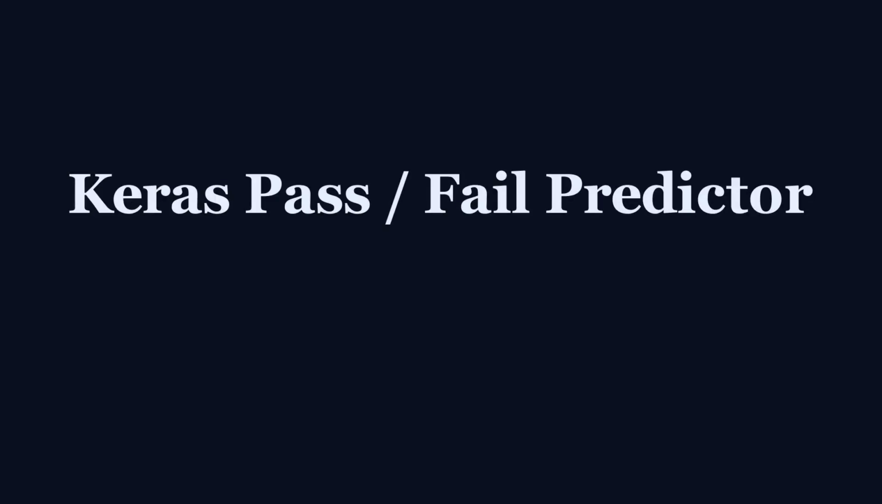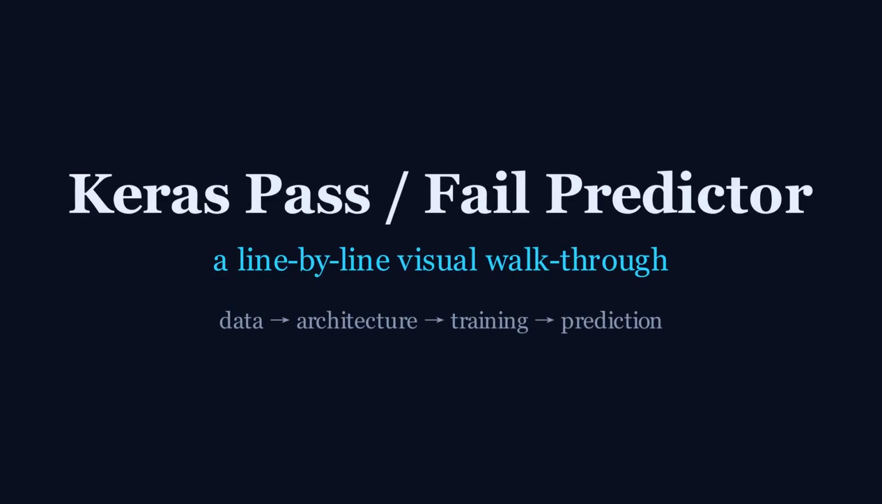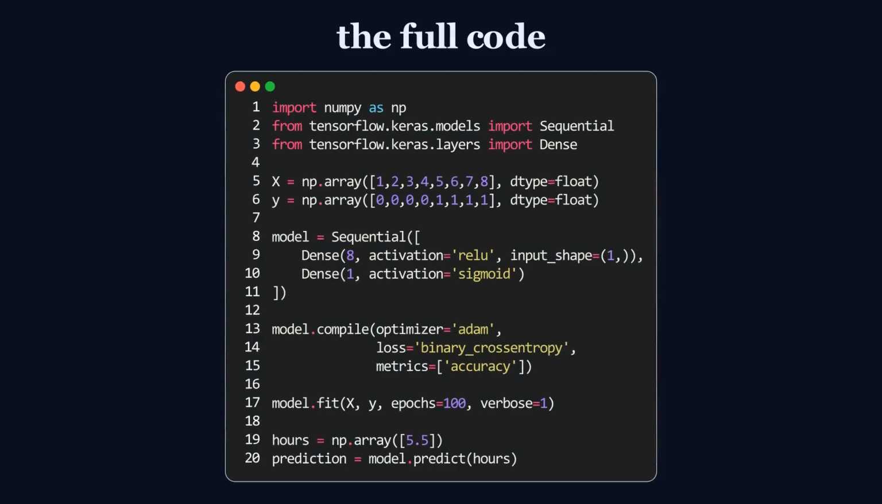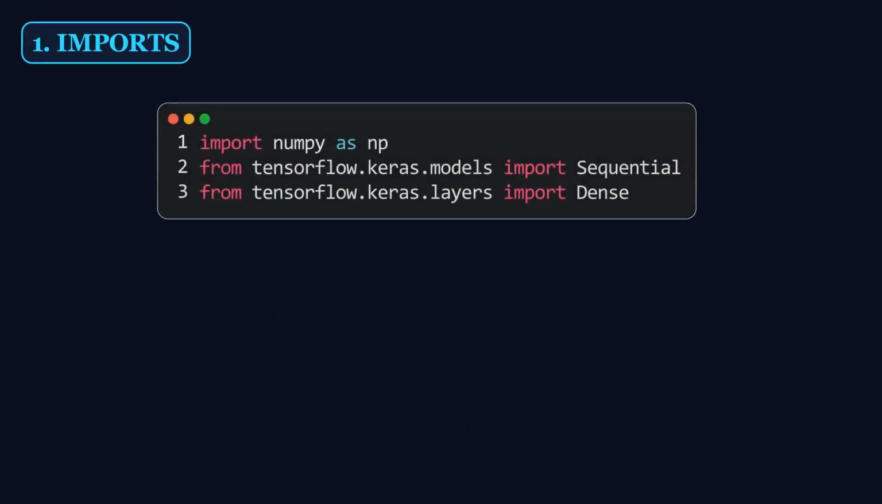Welcome. Let us walk through a tiny neural network that learns to predict pass or fail from study hours. Here is the full code, a simple Keras model with one hidden layer trained on 6 examples.